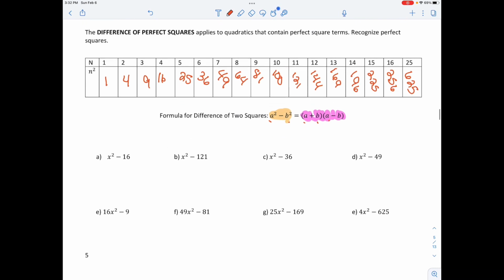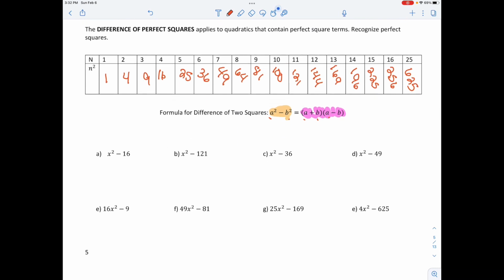What does that look like? Let's do some examples. In this case, I have two perfect squares, x squared and 16. They're both perfect squares because 16 is here. So this is x times x, and this is 4 times 4. So a is x, b is 4. So therefore, we're going to have x plus 4, x minus 4. Now, could I write that x minus 4, x plus 4? Absolutely, because of the commutative property of multiplication.